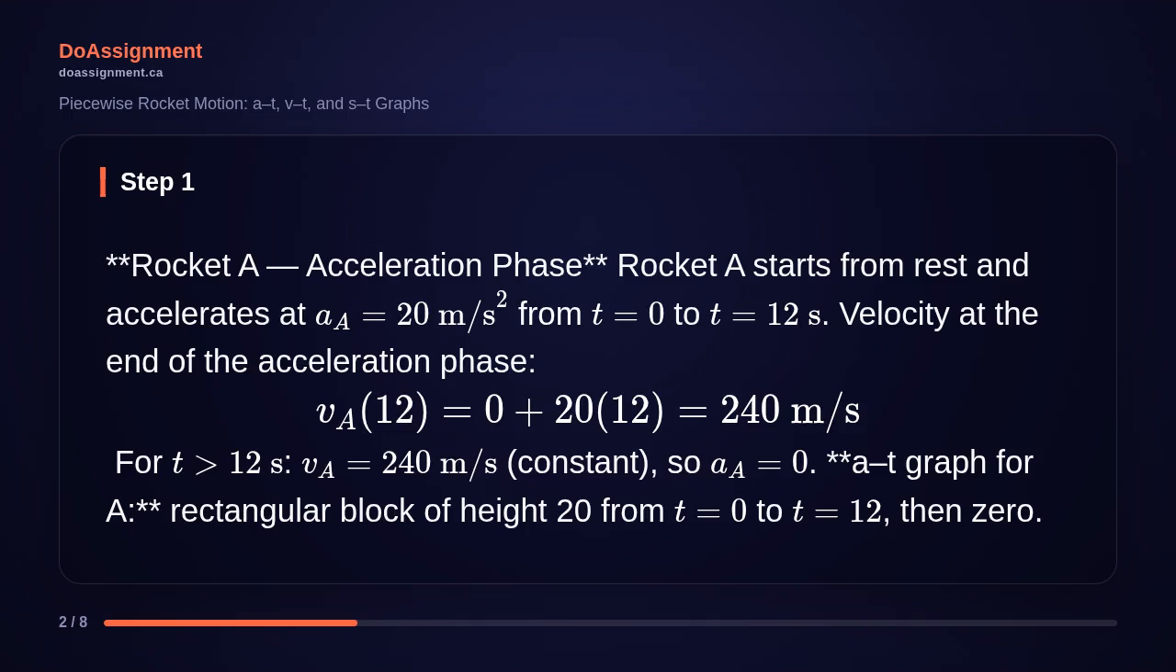Rocket A starts from rest and accelerates at 20 meters per second squared for the first 12 seconds. Multiplying, its speed at 12 seconds is 240 meters per second. After that, acceleration drops to zero and the rocket coasts at 240 meters per second for the rest of the 20-second window. On the acceleration time graph, this appears as a rectangular block of height 20 from t equals 0 to t equals 12, then 0.